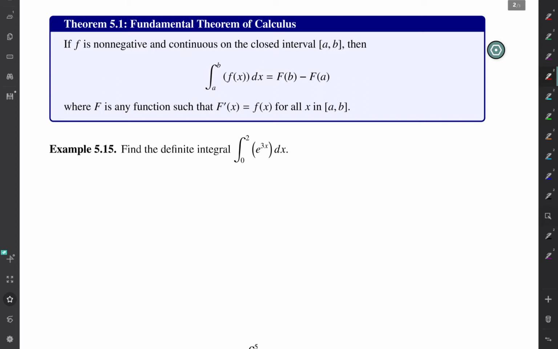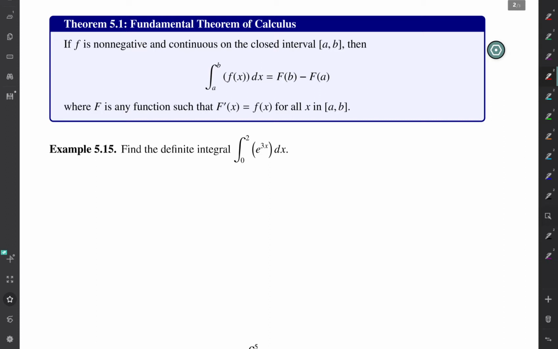Okay, so now just looking at the fundamental theorem of calculus, theorem 5.1, it says that if f is non-negative and continuous on a closed interval from a to b, then the integral from a to b of f of x dx is equal to big F of b minus big F of a, where big F is any function where the derivative F prime of x is equal to little f of x for all x and b.